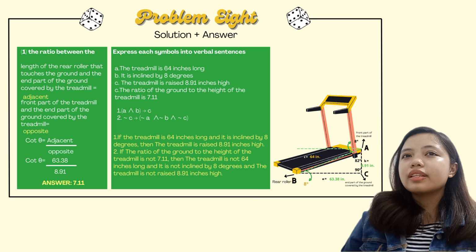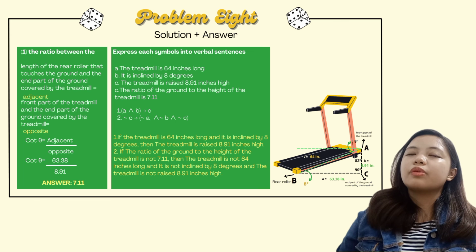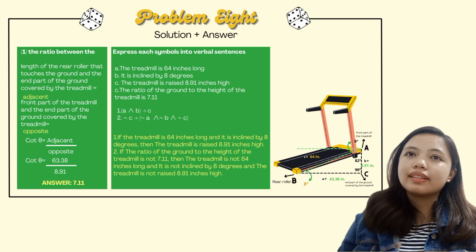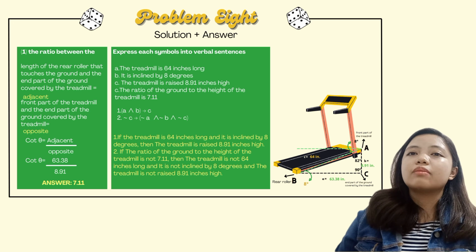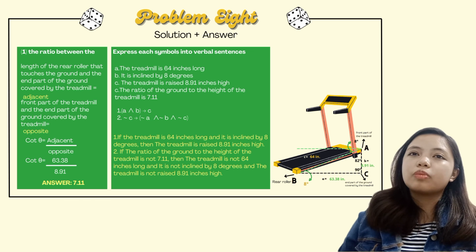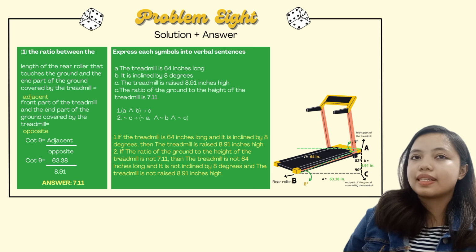So for number 1, A and B, then C. So we will notice that A and B are combined using the if and then symbol. So if the treadmill is 64 inches long and it is inclined by 8 degrees, followed by the then and the statement C, so it will be then the treadmill is raised 8.91 inches high.